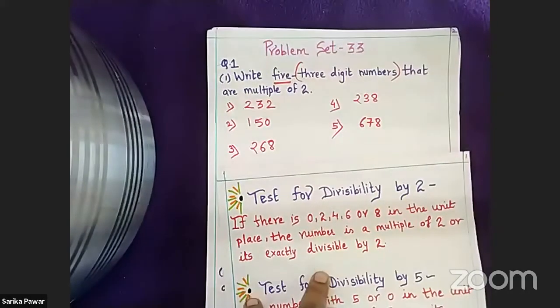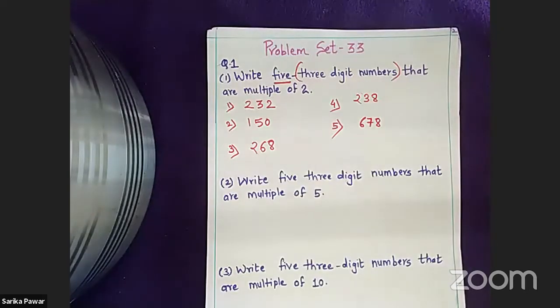Asha Gujran, your answer is wrong, dear. Just we have to write 0, 2, 4, 6, 8 in the unit place. Such kind of numbers we want. Priyanshu Kumari, Sarvesh Kumar is the right answer. 238. Very good. Venkatesh Nanoti also right answer. 678. Yes. Now so many members are giving answers in the chat box. But we want only 5 numbers. So okay, very good all of you.